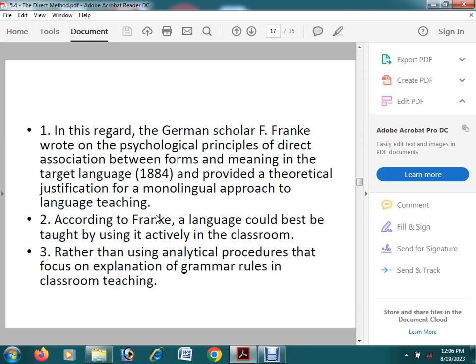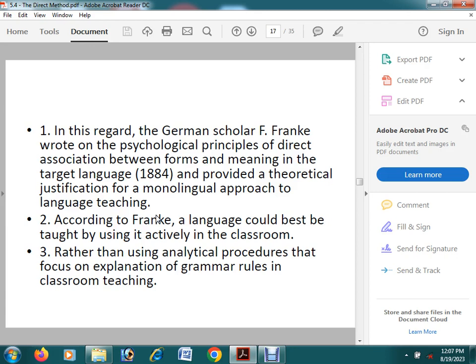Some other thing will be there. We can say that yes, you want to learn Italian, go to Italy, and go to the Italian embassy. There you can talk to the target people. But Frank said that in the classroom, language can be taught effectively because the learner should be ready to accept the input, that means the language, rather than using an analytical procedure that focuses on explanation of grammar rules in classroom teaching.